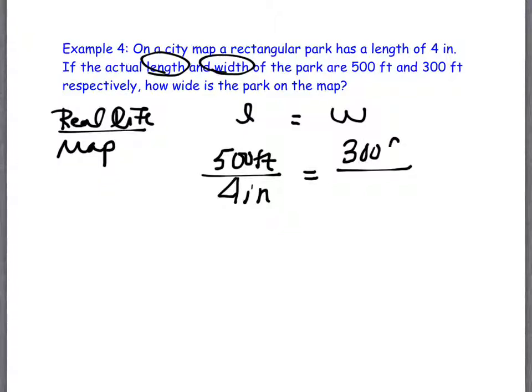300 feet. And then the width of the park in the map is what we're trying to find. So that's the x inches down here. Now, part of the reason why we're putting the feet and inches in there at the very beginning is to make sure things line up.